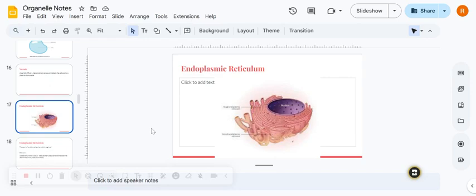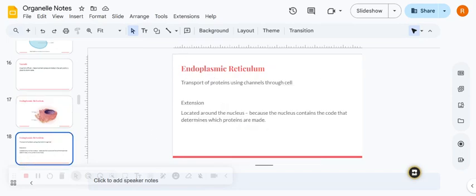The endoplasmic reticulum, with all these little folds here, is right outside of the nucleus. That purple thing has been sliced in half. And the endoplasmic reticulum, its job is to move proteins throughout the cell. If you're filling out the extension, it's located around the nucleus because the nucleus contains the code that decides which proteins are made. And so as the nucleus decides which proteins are made, as those proteins are then made, they need to be moved around by the endoplasmic reticulum.